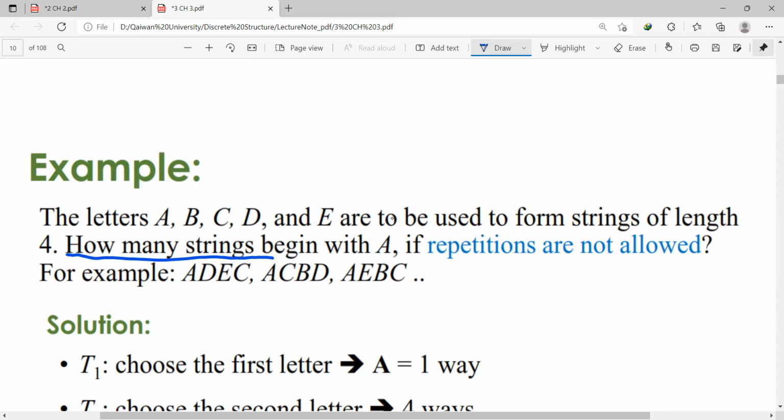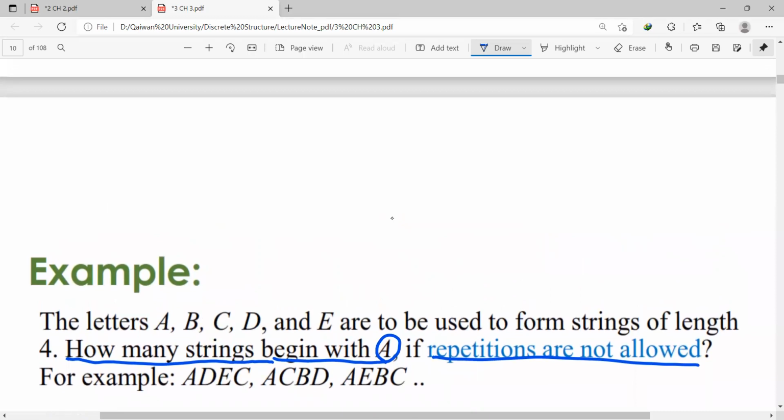It says in how many strings begin with A? Begin with A. If repetitions are not allowed. Look. For the first task, the first letter must be A. That means we just pick A from itself. That means we have only one way to choose the first letter, which is A. So for T1, we have one way, because it says it must start with A. You have only one A, and when you pick it, that's it.